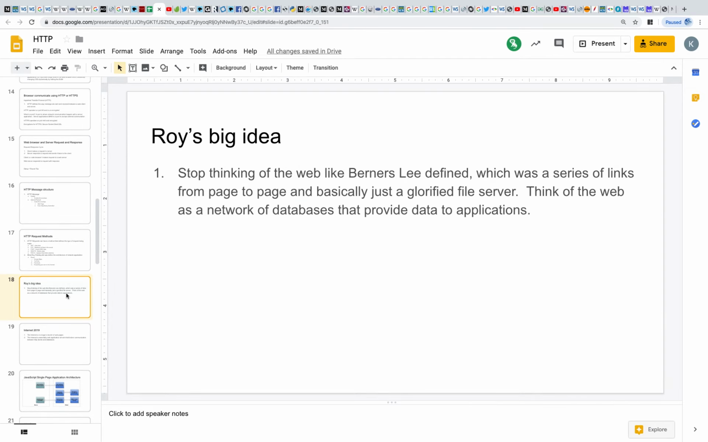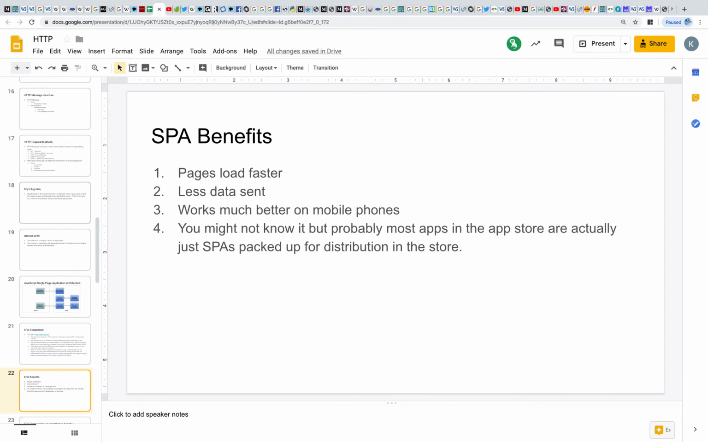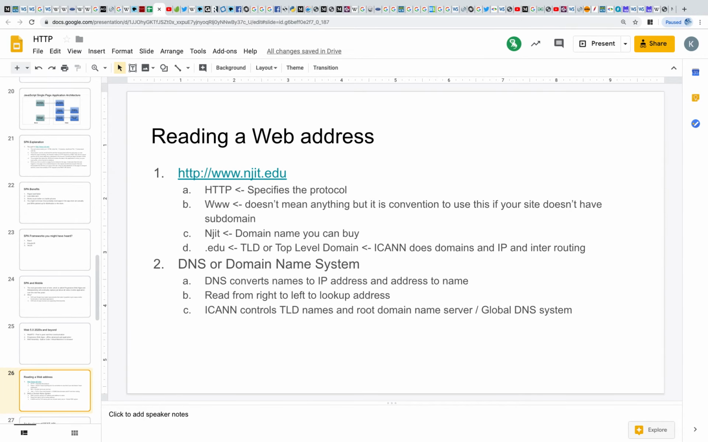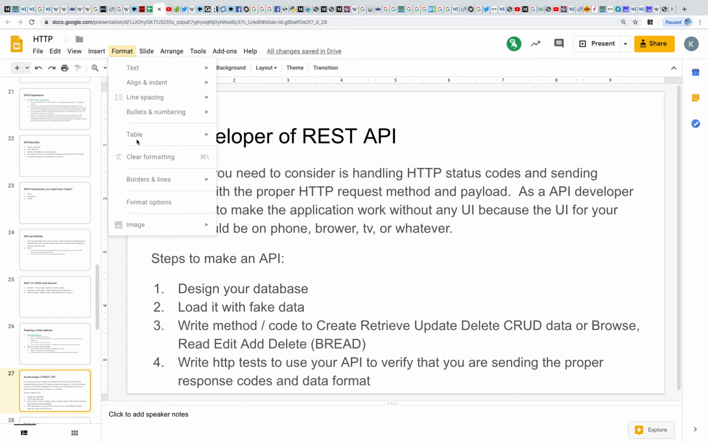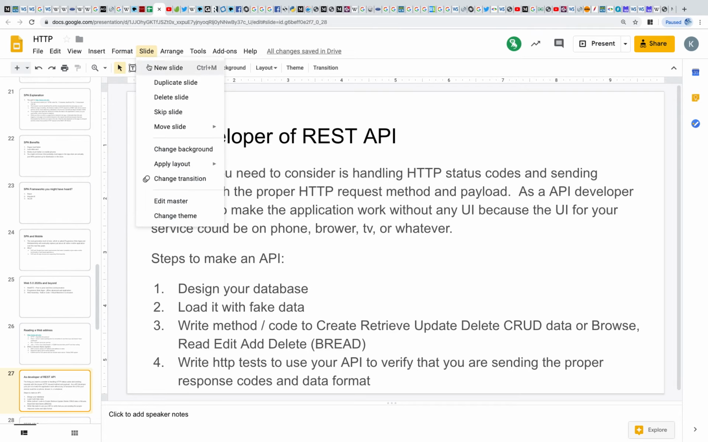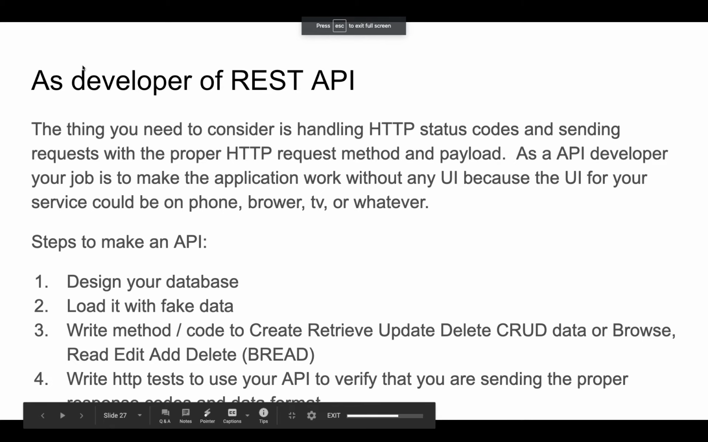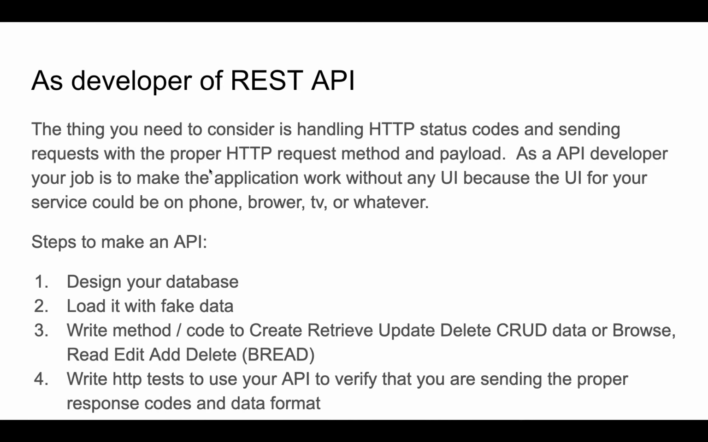So today, most of the development is developing these REST APIs, which are basically the web servers or web applications that broker between the database and the web clients. So it looks something like this. In order to develop a REST API, first you get the design of your database. You're going to load it with fake data. Then you have to make methods to do CRUD or BREAD.